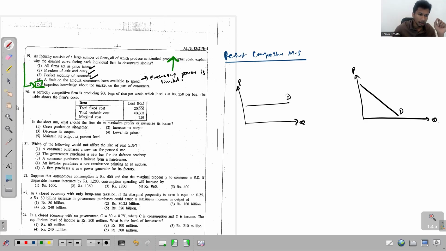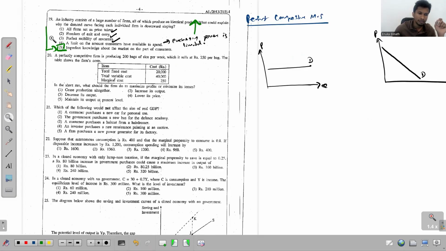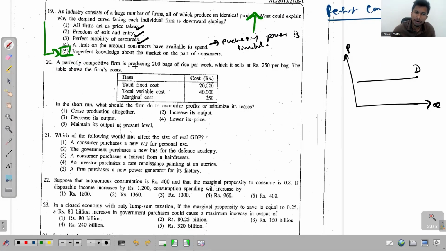Now look at the 20th question. A perfectly competitive firm is producing 200 bags of rice per week, which it sells at rupees 250 per bag. Okay, so if it's a perfectly competitive firm, we have discussed these things in our previous paper discussions.